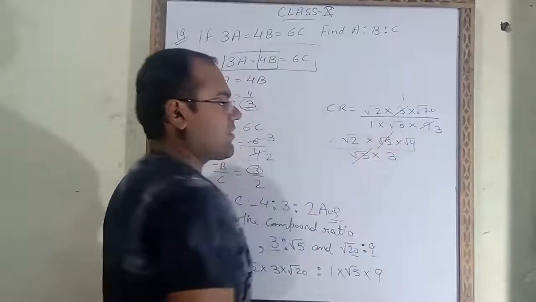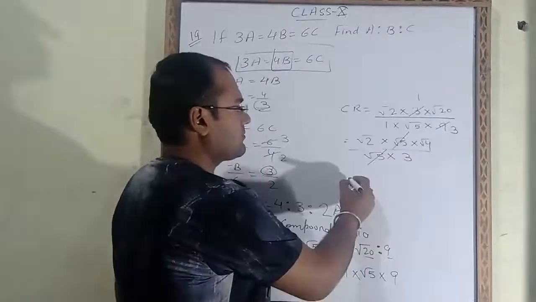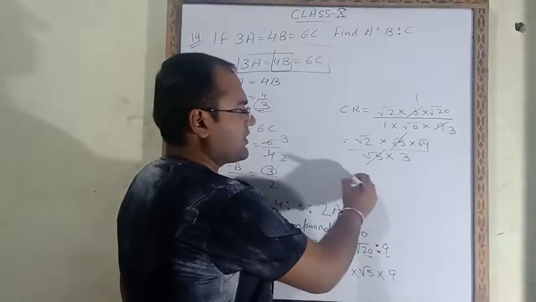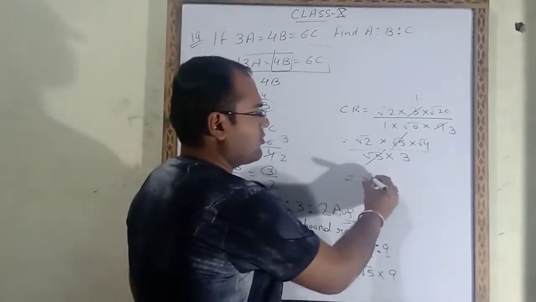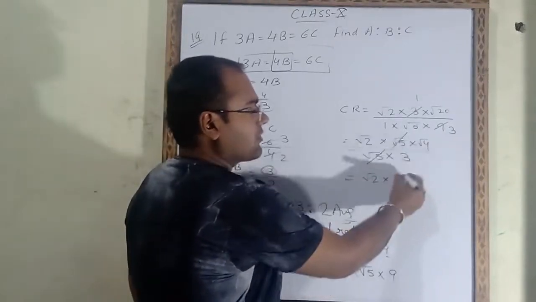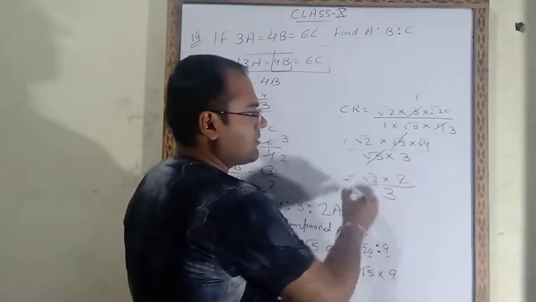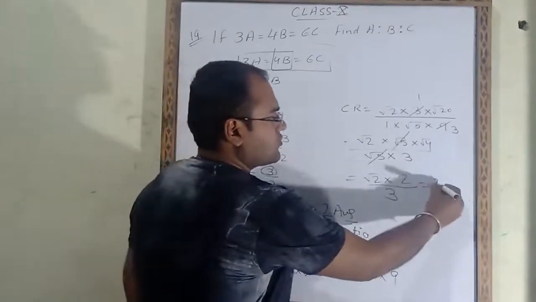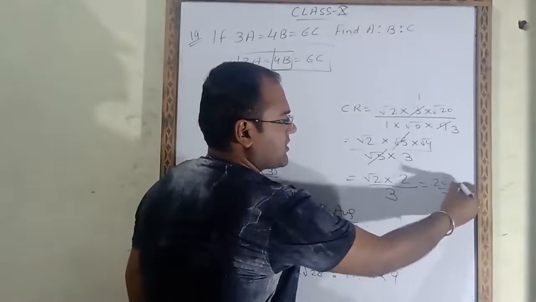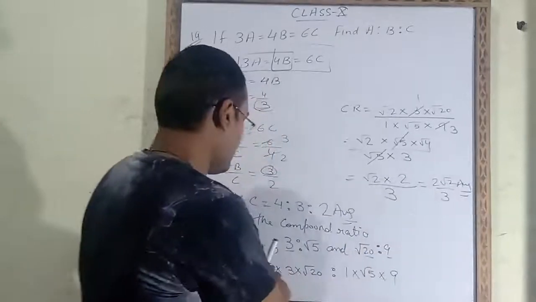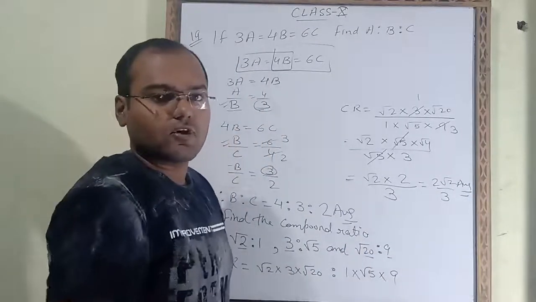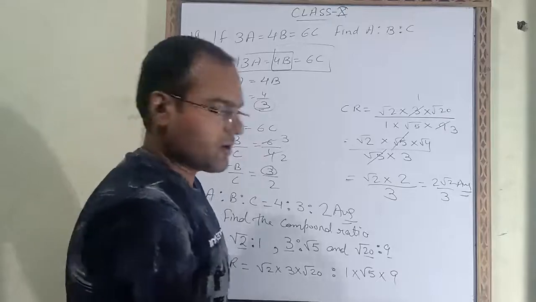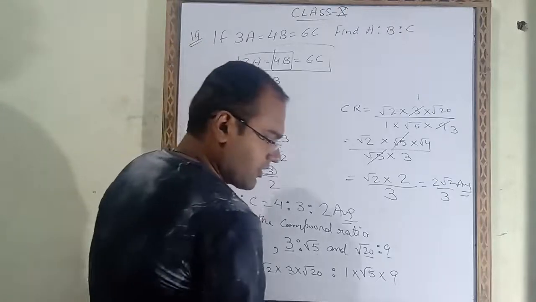These root 5 and root 5 will get cancelled. So the answer is root 2 into root 4. The answer will be 2 upon 3. That means 2 root 2 upon 3 is the final answer of this question number 20. So like this you have to do all the parts of this question number 20. Now see question number 21.